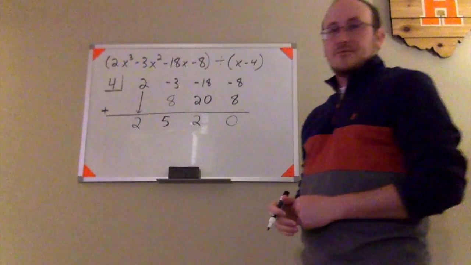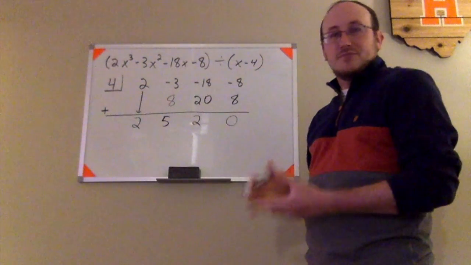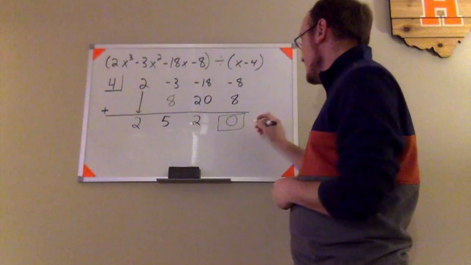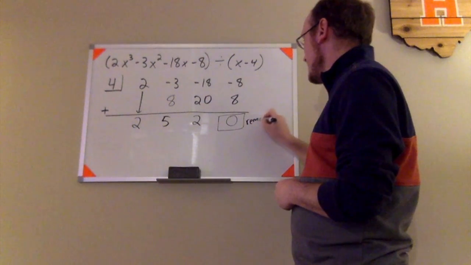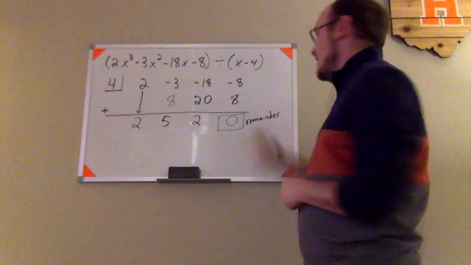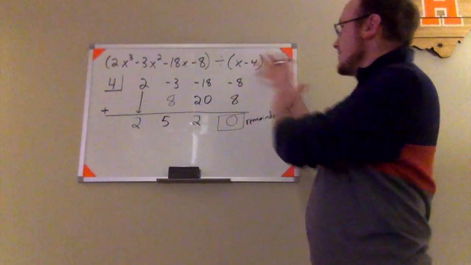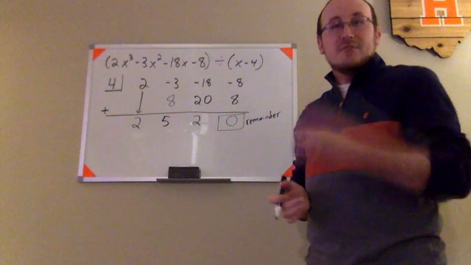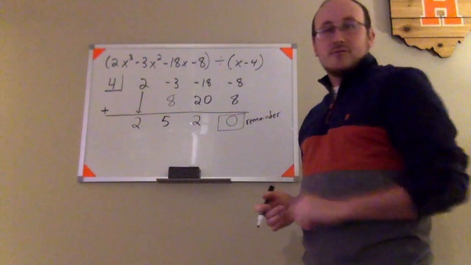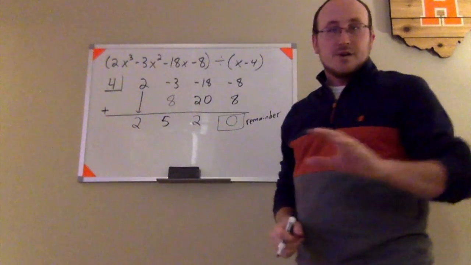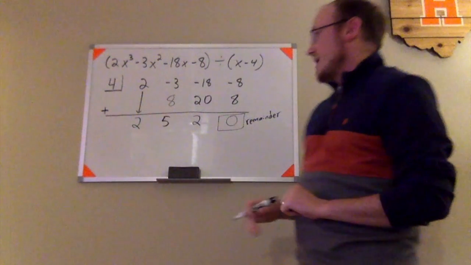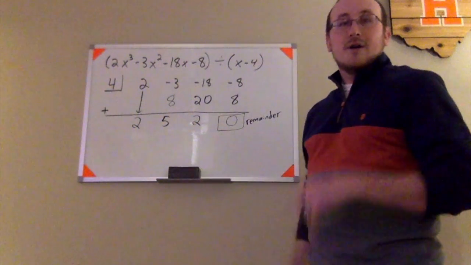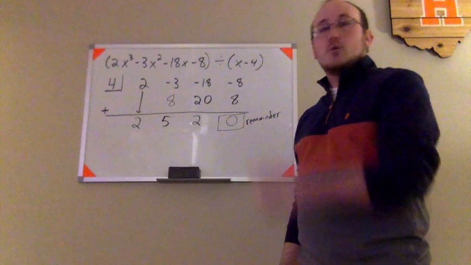At this point, we've cycled through the algorithm here. But now what does this mean for us? Well, this number here at the end is the remainder. So in this case, we got a remainder of 0, meaning that this linear binomial here actually divided into that evenly, making it a linear factor of the original polynomial over there. We'll talk about that a little bit more in detail. But we've got the remainder there, and then these numbers here, the 2, the 5, and the 2, are actually the coefficients of the quotient.